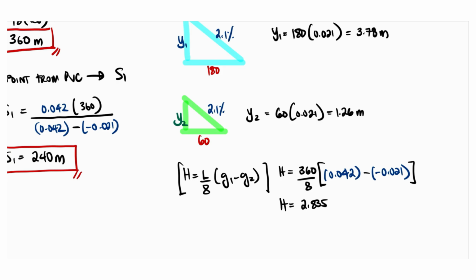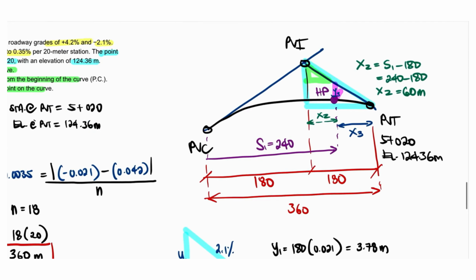Next, let's determine the value of x3, by referring to the illustration of the parabolic curve. Therefore, we can express it as x3 is equal to 180 minus x2. Substituting the value of x2, we have x3 is equal to 180 minus 60, which gives us 120 meters.